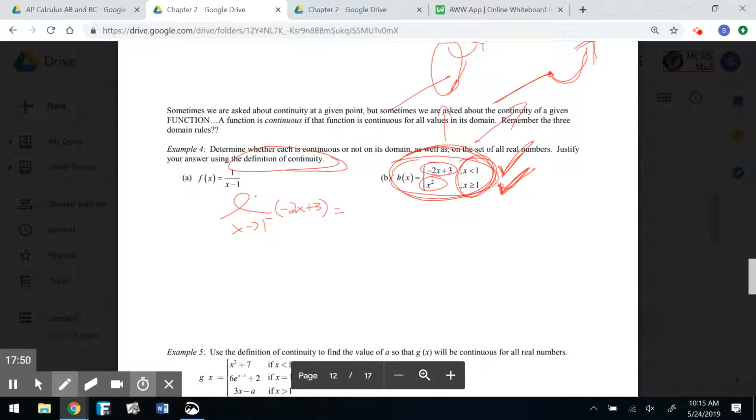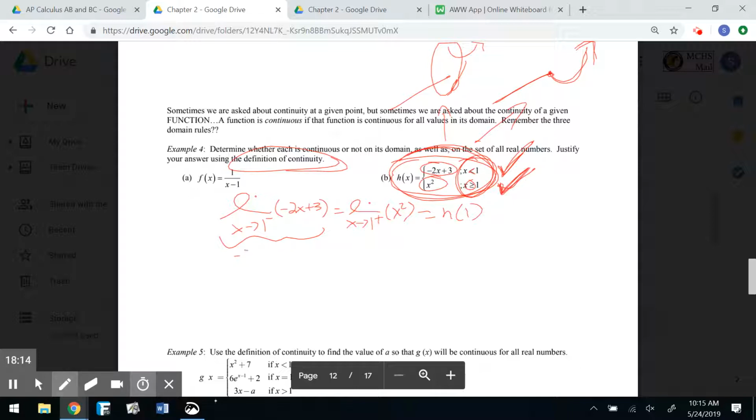If I'm coming from the left, I'm going to use that top piece, because x is less than 1. And then I'm going to inspect the limit as x approaches 1 from the right-hand side of x squared, because we're going to use that when x is greater than 1. And then what am I going to use for the function value? All right, let's check this out. Now, how do we do limits? First up, direct substitution.